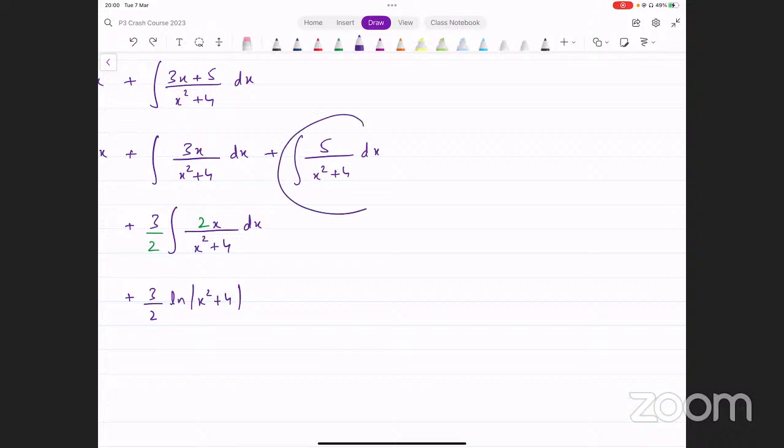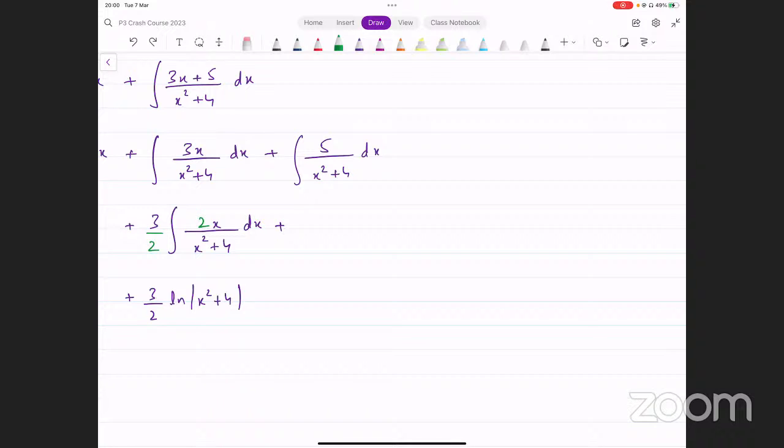Now, what about this fraction? 5 over x squared plus 4. Is this the log form? Well, what's the derivative of the denominator? It's 2x. Can we have 2x in the numerator? We can't, because we would have to multiply by x. So the log rule does not work. But isn't this the tan inverse form? You have a constant in the numerator and x squared plus a constant in the denominator.